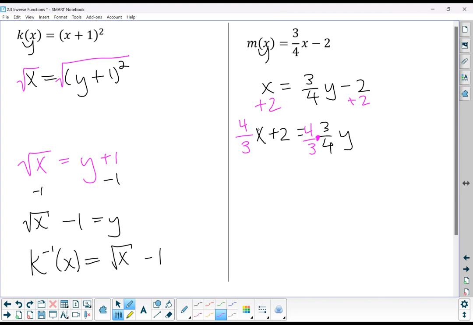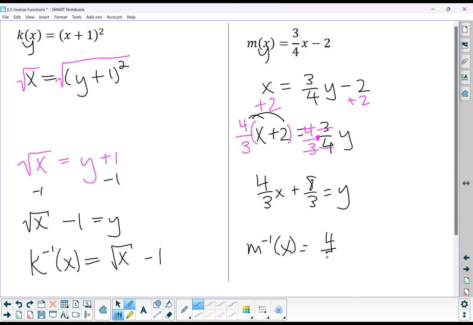Since this is a binomial over here, I need to throw it into parentheses. That 4 cancels, that 3 cancels. So if I go ahead and distribute this, I have 4/3 x plus 8/3. That's our inverse function. M inverse of x is equal to 4/3 x plus 8/3.